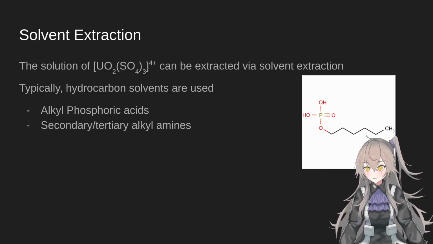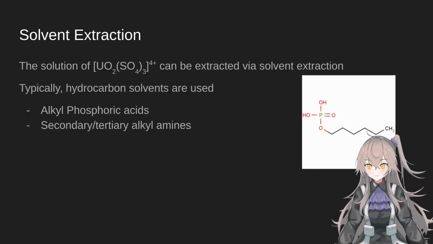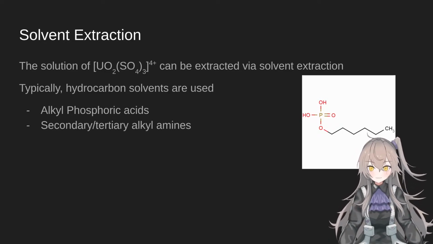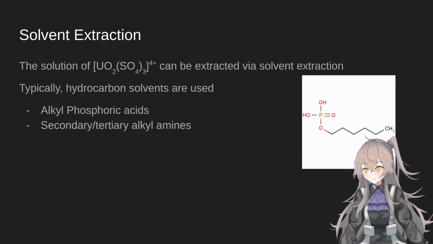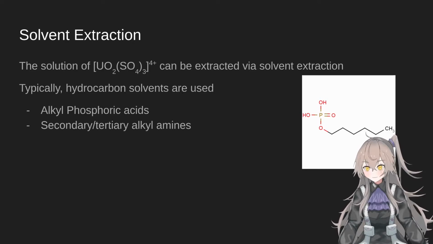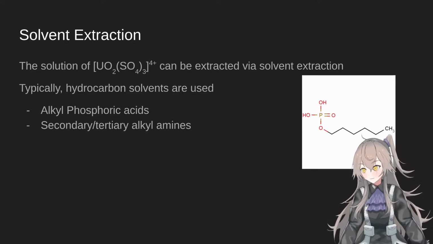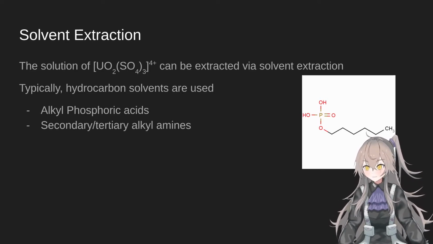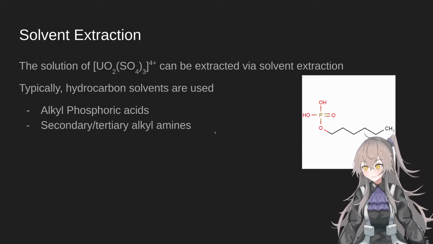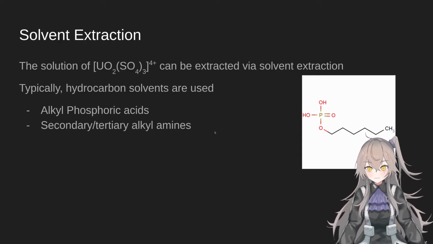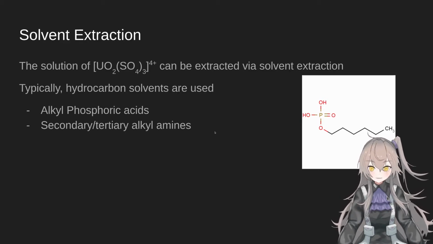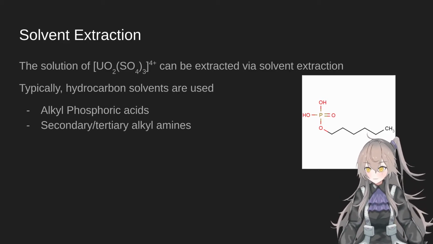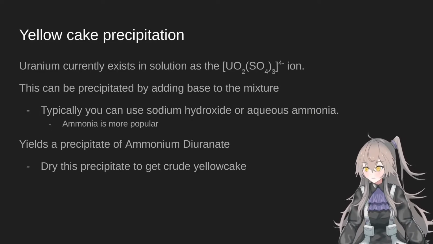This extraction is done through solvent extraction. Typically hydrocarbon solvents will be used for this, and some examples of solvents that can be used are alkyl phosphoric acids and secondary or tertiary alkylamines. These will dissolve the uranyl sulfate, and you can extract the solvents out to isolate the uranyl sulfate.